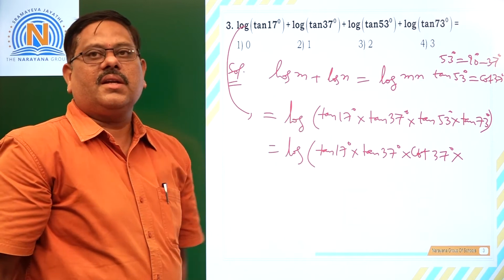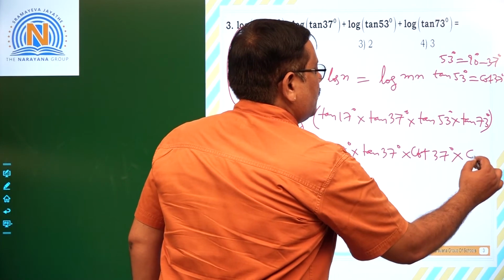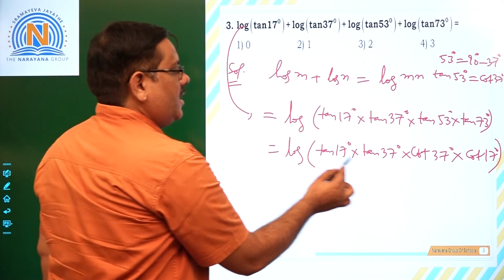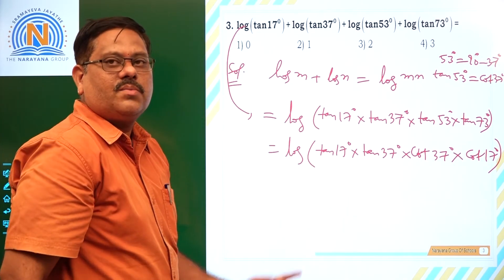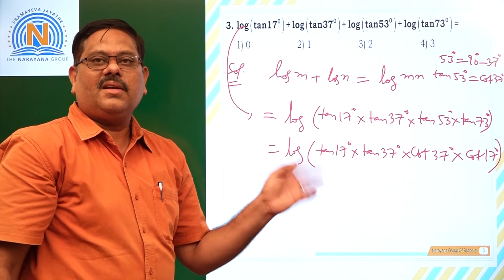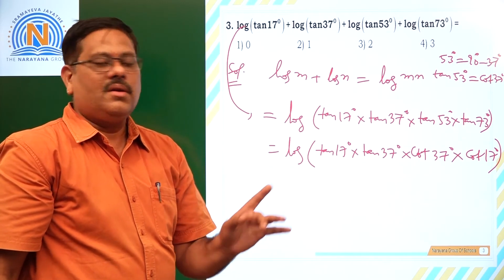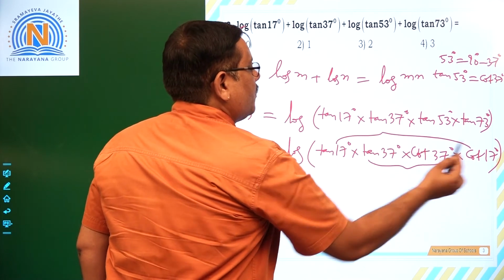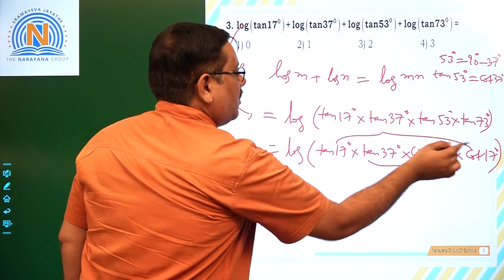So tan 73 degrees we can write as cot 17 degrees. Now tan 17 into cot 17 is 1, because both are reciprocal ratios. Tan theta and cot theta, the product of them is always 1. Similarly, tan 37 into cot 37, even this product is 1. Product of these two is 1 and product of these two is 1.